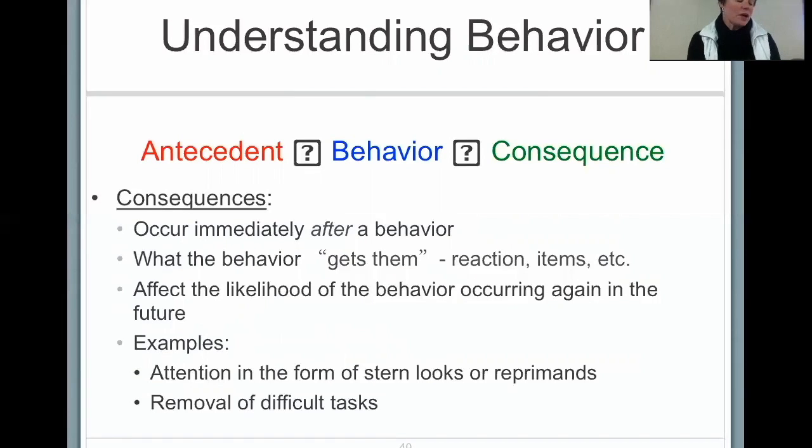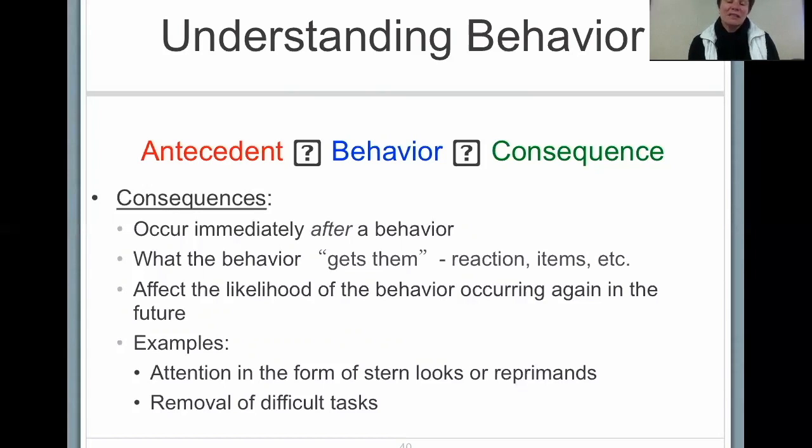A second variable we have to consider when looking at problem behavior is what is the consequence or reaction to the problem behavior. Consequences are what happen immediately after the problem behavior and are the things the behavior gets them. Consequences greatly affect the likelihood of the behavior occurring again in the future. So if the problem behavior is getting the child what he wants, you can bet he's going to keep doing it because it's successful for him.